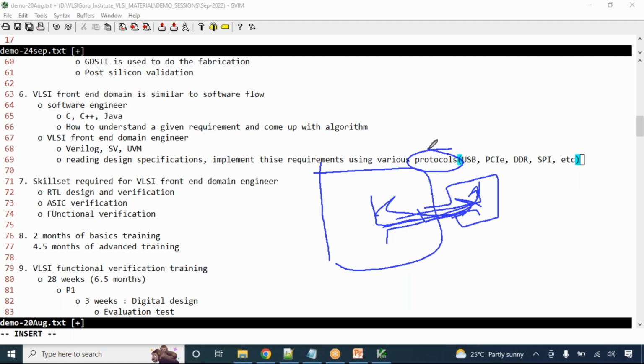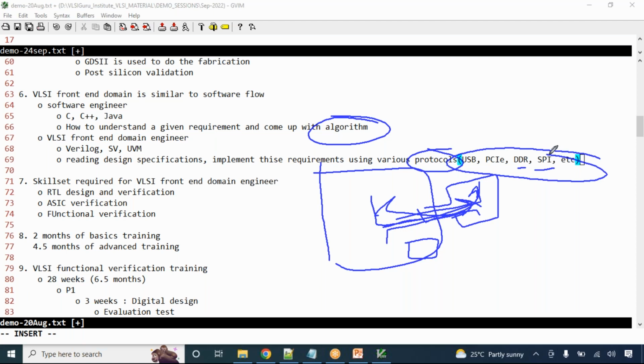Similarly, in the same laptop, there is an SD card. You can insert an SD card, you know, right? Can I connect an SD card to a USB port? Will it work? And vice versa? It won't work, right? Because SD card has a different protocol. USB has a different protocol. DDR has a different protocol. SPI has a different protocol. So, like a software engineer learns algorithms, a VLSI engineer needs to learn protocols.